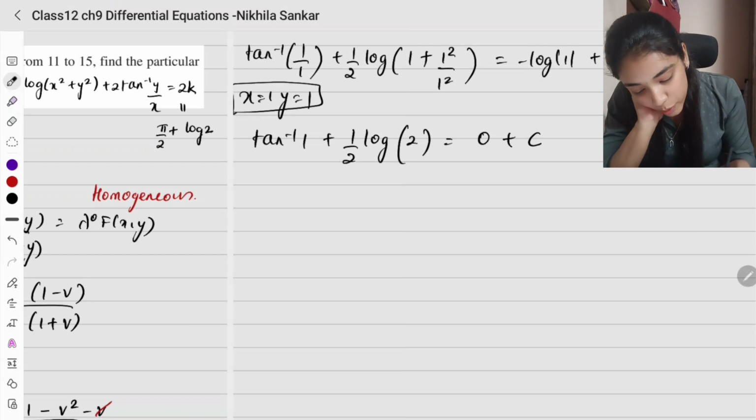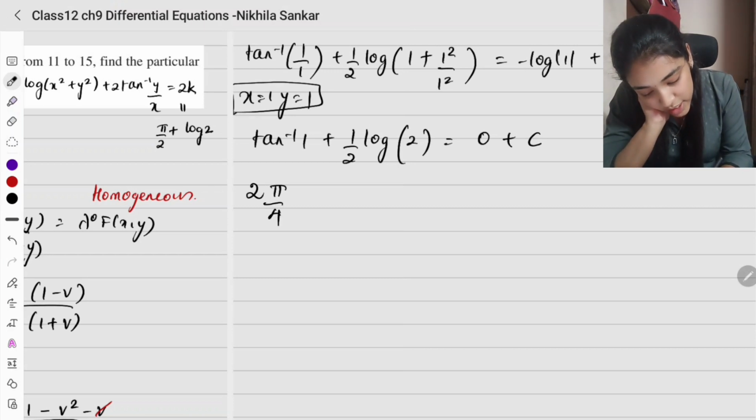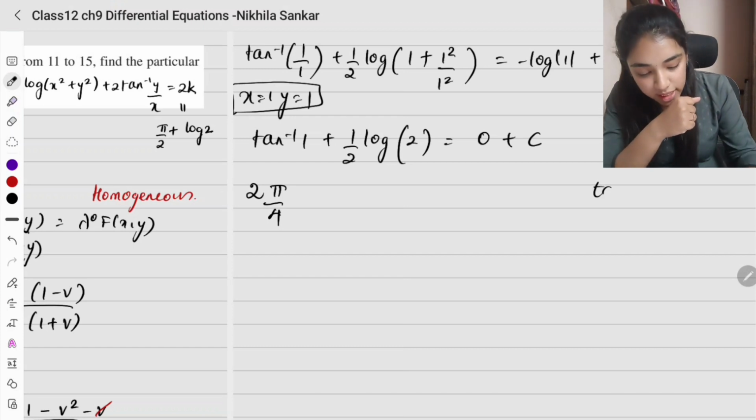Now in the இடத்துல 2, I'm going to multiply the whole equation by 2. 2 times tan inverse of 1. Tan inverse 1 என்ன? It is pi by 4. Tan 45 is 1 இல்லையா? Tan 45 is 1.